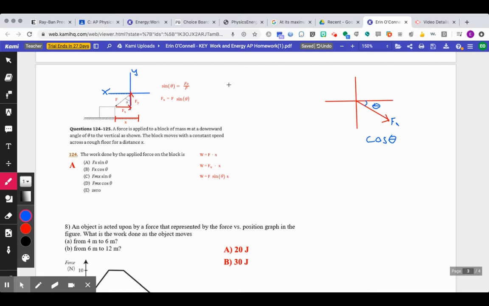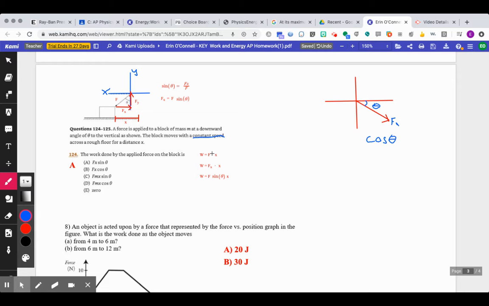So we have a force applied to a block of mass m at a downward angle theta to the vertical as shown. The block moves with a constant speed, so no acceleration, cool, across a rough floor for a distance x. The work done by the applied force on the block is.